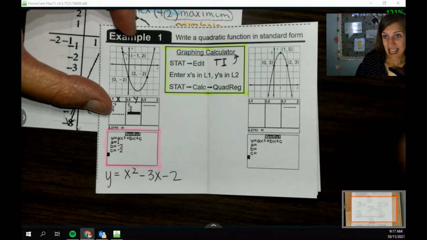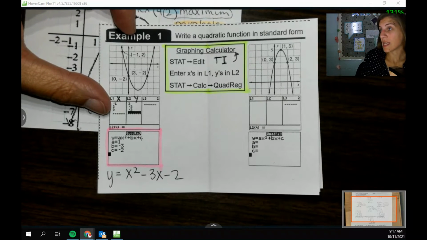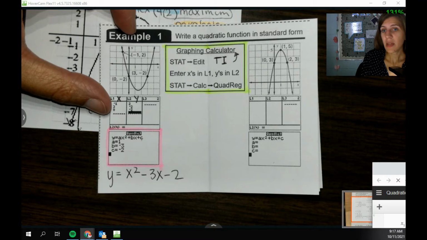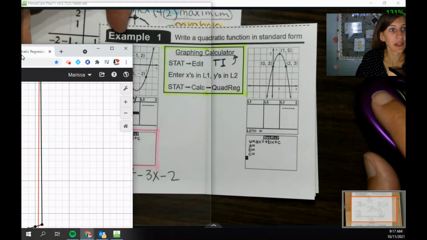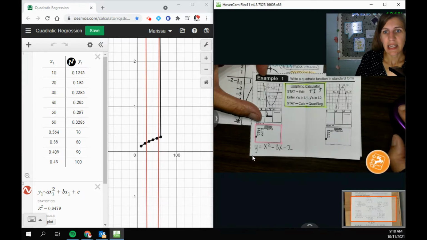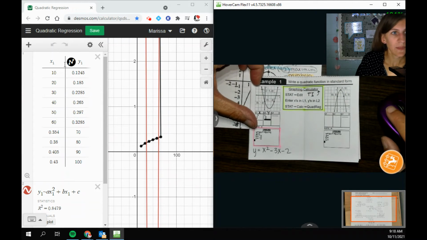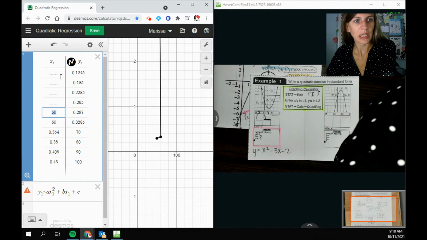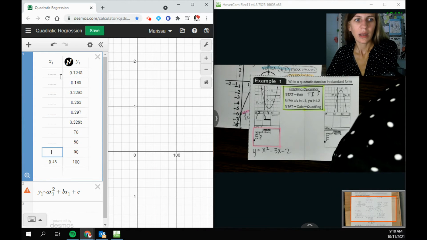Now this one is not done, so here is how I can show you to do that. I don't have a TI calculator. I don't know what happened to mine. It's real sad. I think somebody took it. But I'm going to post a link for you guys in Google Classroom that has this quadratic regression in Desmos. So we're going to clear out our table. I'm just deleting each cell.